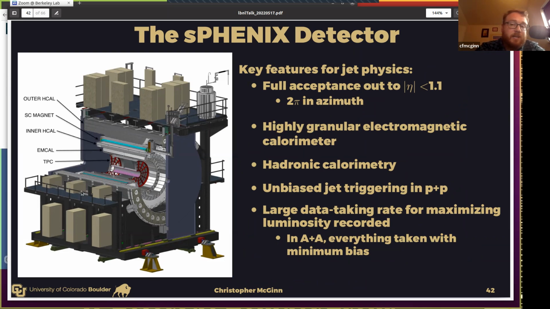It has full acceptance out to eta of 1.1, 2 pi in azimuth, highly granular electromagnetic calorimetry, comparable to CMS even, they're great. Lead tungstate crystal ECal, comparable granularity at sPHENIX, hadronic calorimetry in inner and outer HCal, unbiased jet triggering in proton-proton collisions. I'm working on the trigger boards right now, so maybe put some crossed fingers next to that bullet point, but okay. And then a large data taking rate for maximizing the luminosity in AA collisions.